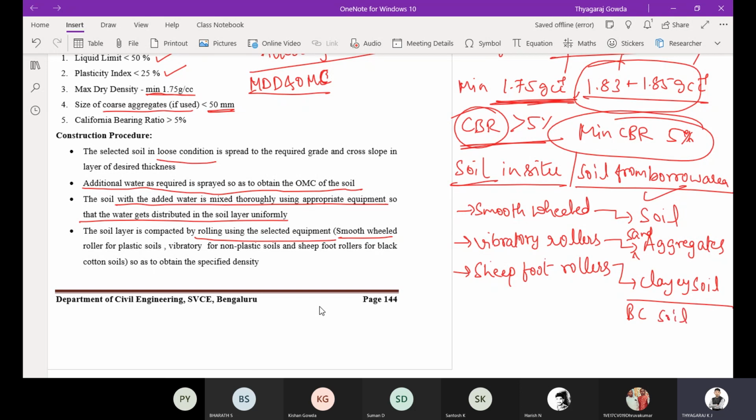After adding the moisture content, you are going to mix the water with the soil, then you are going to roll it. The rolling is commenced using a smooth wheeled roller to obtain the specified density. In the field you can't leave it as it is. After mixing the water you can't leave it, you have to compact it. Why? Because to achieve the density and strength of the soil we require compaction. So you are going to compact the soil to the specified density.